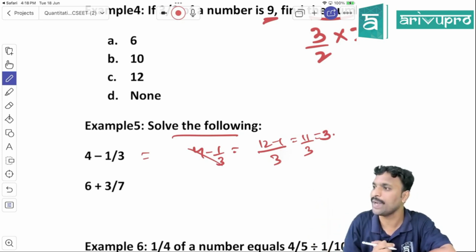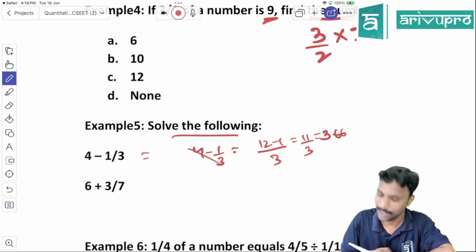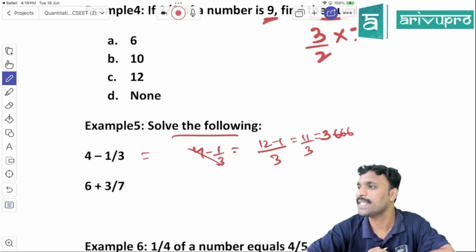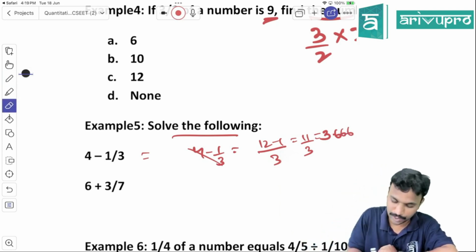It will become 20. 20 by 3. 2 6s are 18. Again 2 is the remainder. 2 6s are 18. So it goes recurring. Yes or no? So 3.6666. Now do we have to write so much?